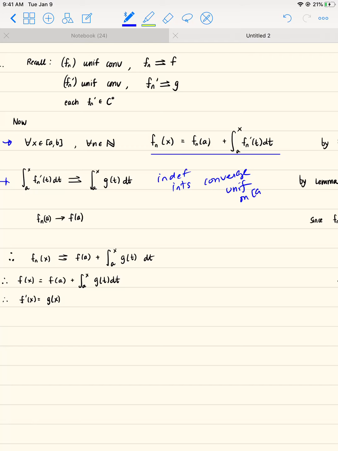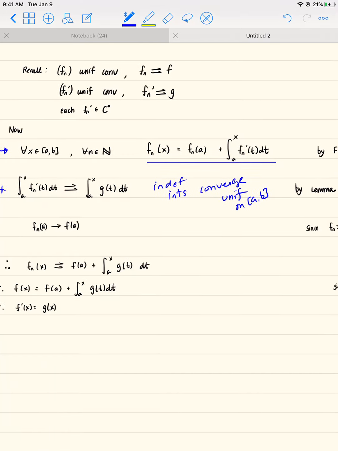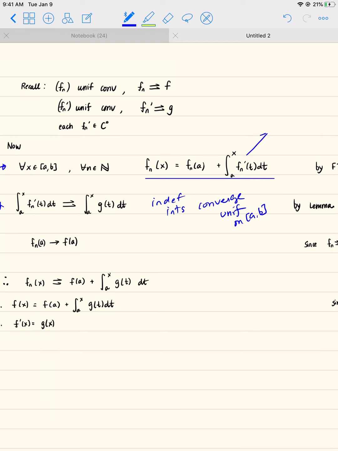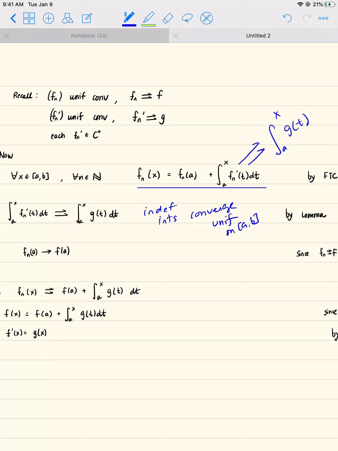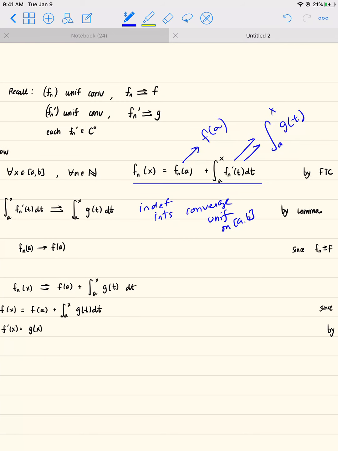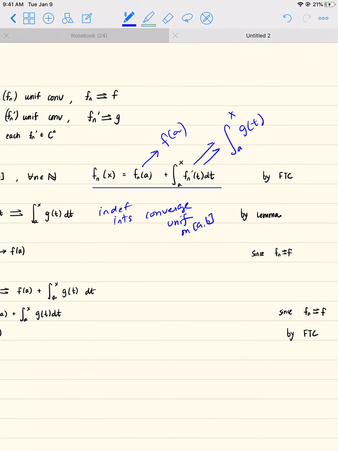On [a, b]. So what am I going to do? I'm essentially going to say that this is converging uniformly to my indefinite integral here. Let n go to infinity, and fn of a is going to approach f of a. Why? Because in our hypothesis, we're assuming that the fn's converge uniformly to f. So at any single point, the fn is going to converge to f as well.